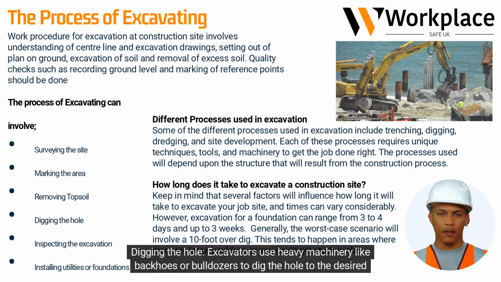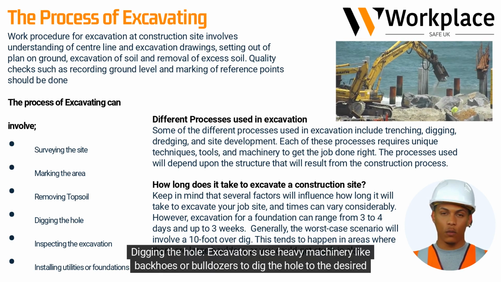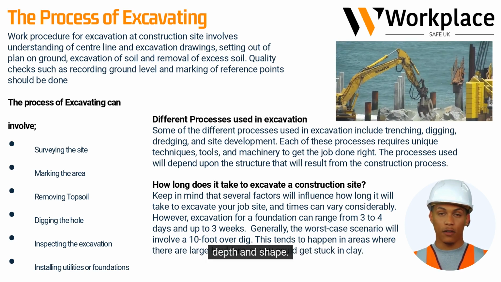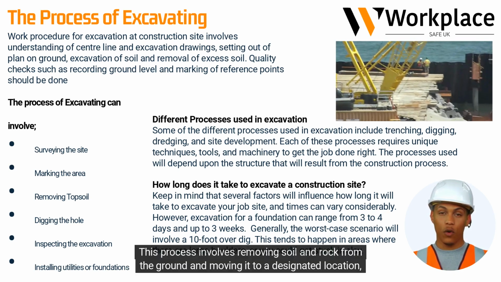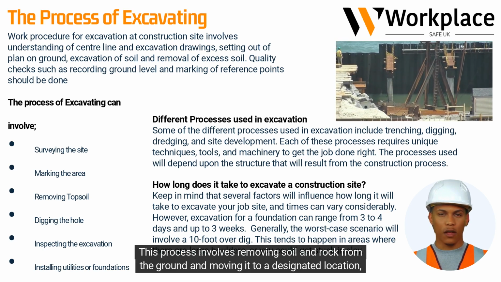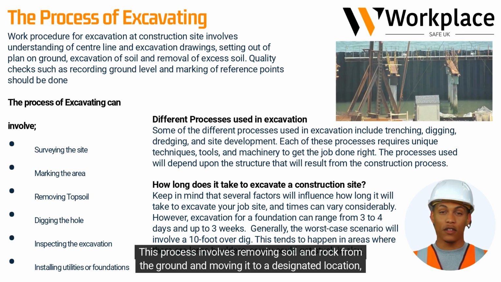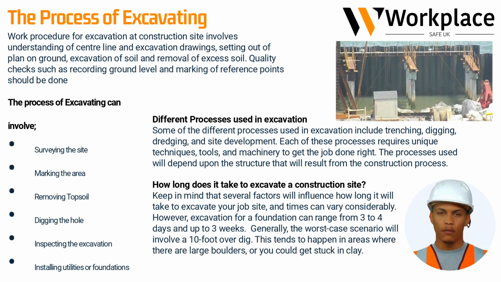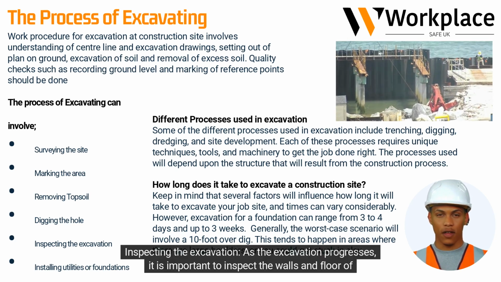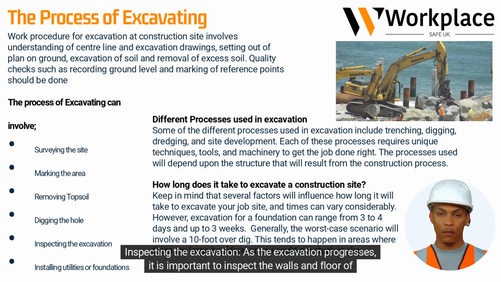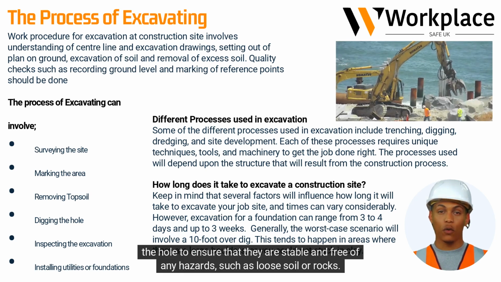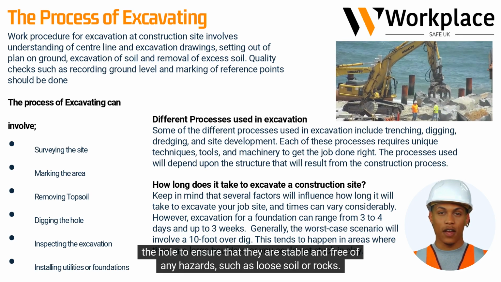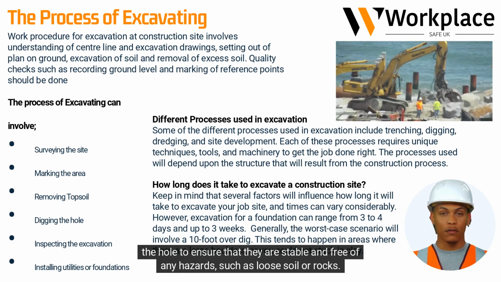Digging the hole. Excavators use heavy machinery like backhoes or bulldozers to dig the hole to the desired depth and shape. This process involves removing soil and rock from the ground and moving it to a designated location, such as a dump truck or spoil pile. Inspecting the excavation. As the excavation progresses, it is important to inspect the walls and floor of the hole to ensure that they are stable and free of any hazards, such as loose soil or rocks.